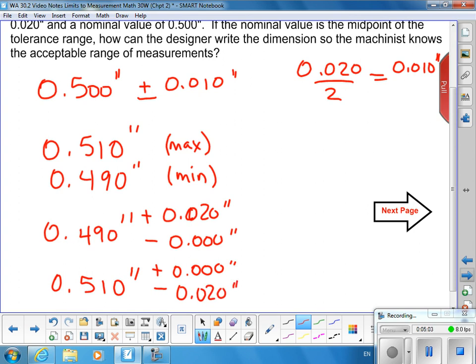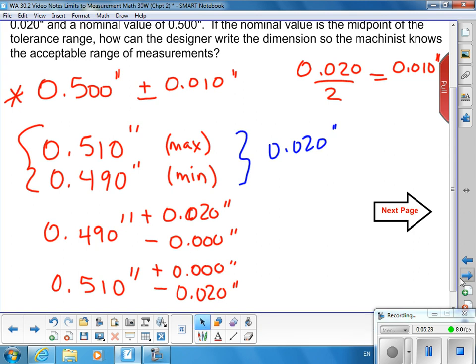The one that's most common is the first one, the nominal value plus or minus half the tolerance, or this one you will also see, the max and the min. Notice that if I subtracted the max and the min, I would get back the tolerance. The difference between the highest number and the lowest number should be how much the tolerance is.